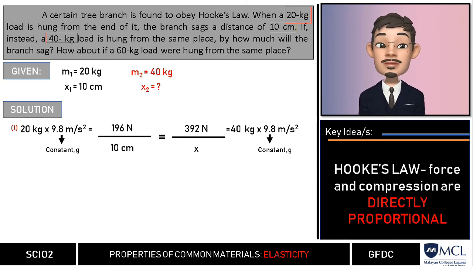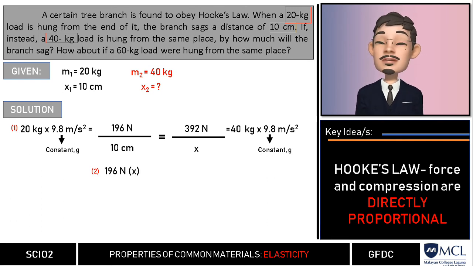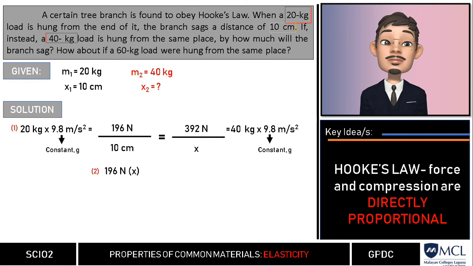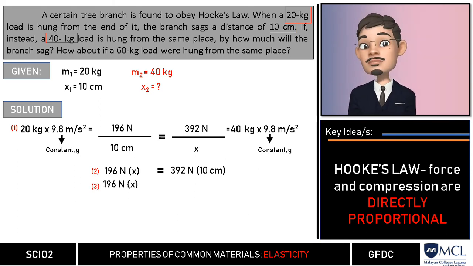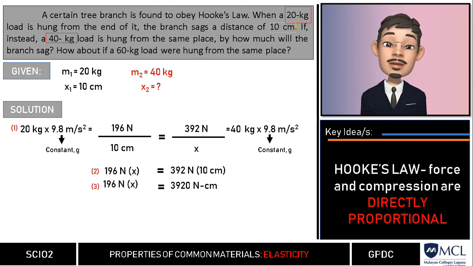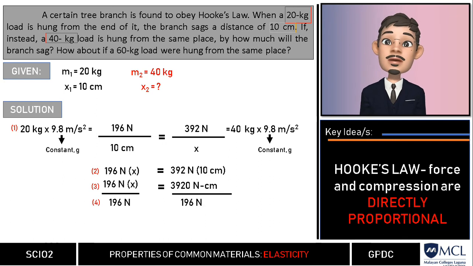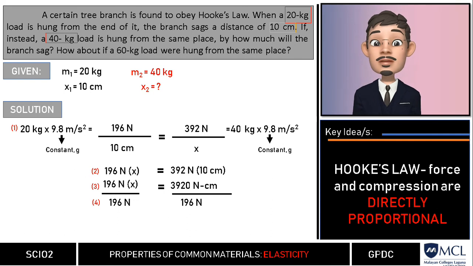We cross-multiply these values to get 196 newtons multiplied by the unknown on this side, and for the other side we have 392 newtons multiplied by 10 centimeters. This will give us 196 newtons times x on this side equals 3,920 newton-centimeters on the right. Because we are looking for x, which is the amount of compression in centimeters, we divide both sides by 196 newtons, and that gives us 20 centimeters.